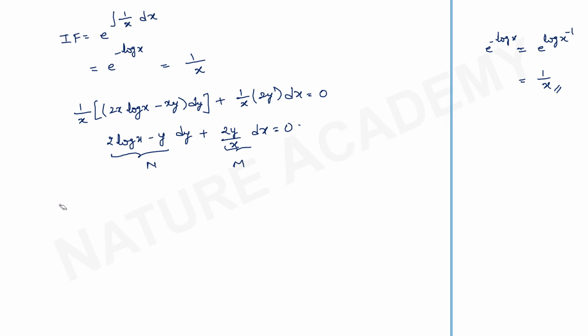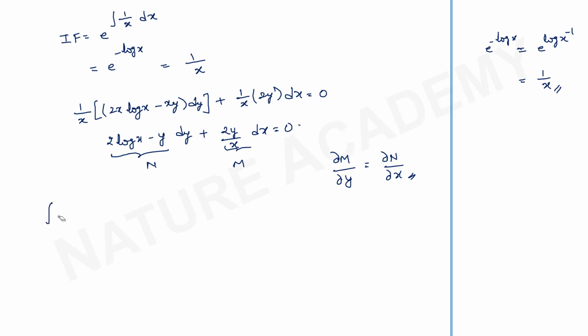You can also see here that now dou m by dou y will be equal to dou n by dou x. If you do dou m by dou y, you get 2 upon x, and if you do dou n by dou x also, you get 2 upon x. So therefore clearly you can say that dou m by dou y is equal to dou n by dou x now. So find the general solution.